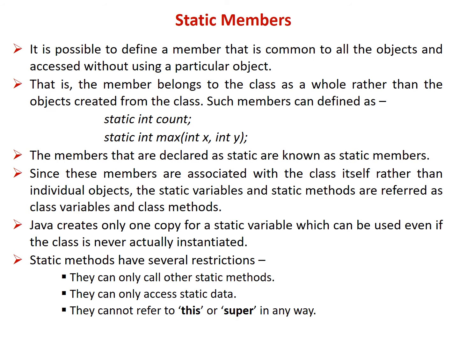Java creates only one copy for a static variable which can be used even if the class is never actually instantiated. Static methods have several restrictions. Number one, they can only call other static methods. Number two, they can only access static data. And number three, they cannot refer to the keyword this or super in any way.